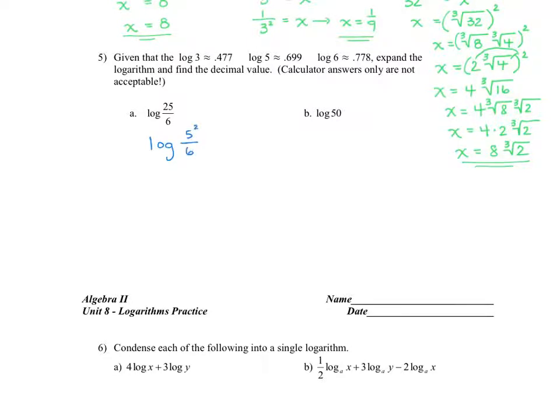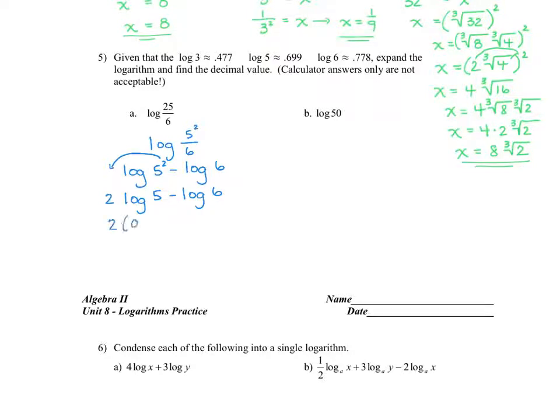And then my properties for logs, if I am dividing in the argument, then I can separate that into 2 logs that are subtracted. So I'll have log of 5 squared minus log of 6. And the rule for if we have an exponent in the argument, that can come out front. So it'll be 2 log 5 minus log 6. And now I can plug in the values that I'm given.